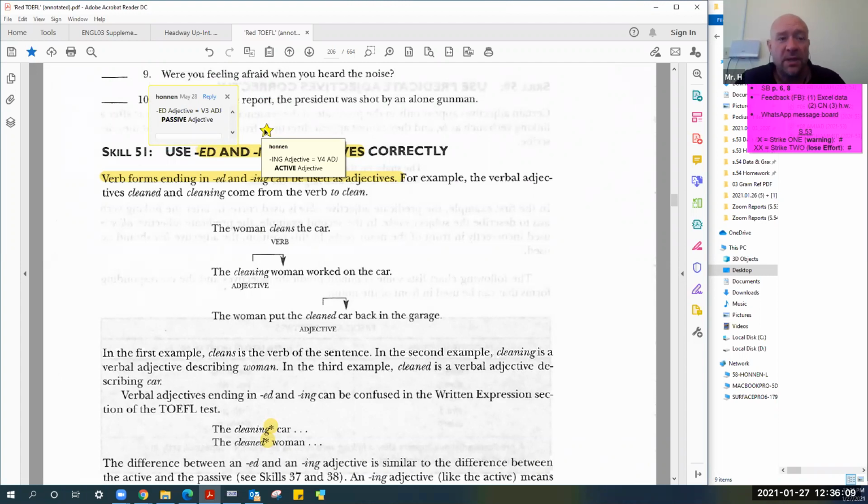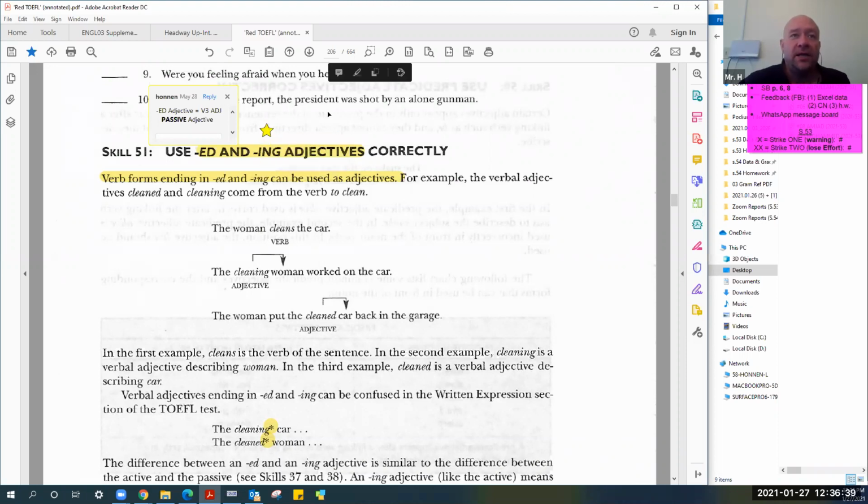Can you read that, Abdulaziz? ED adjective, verb 3 adjective, passive adjective. If it's an ED adjective, then it's a verb 3 adjective. And this is passive. It's a passive adjective. All right. And then what about the other? Look at the other note. Can you read that one too? ING adjective, verb 4 adjective, active adjective. There you go. You got it.